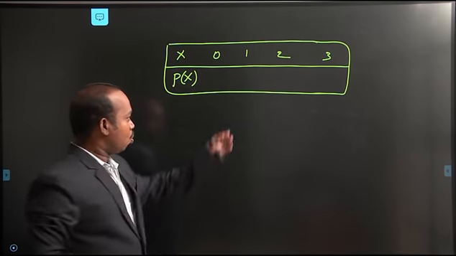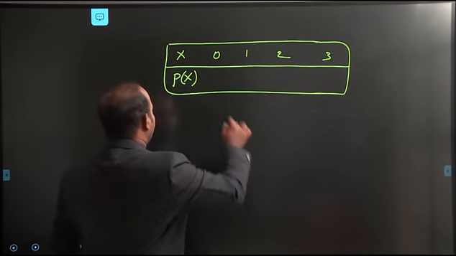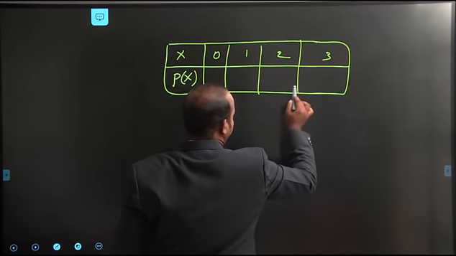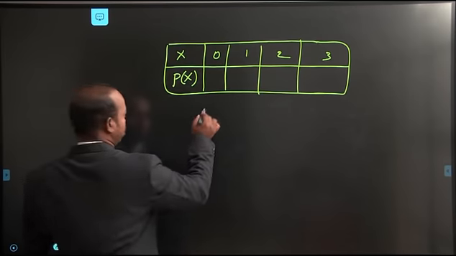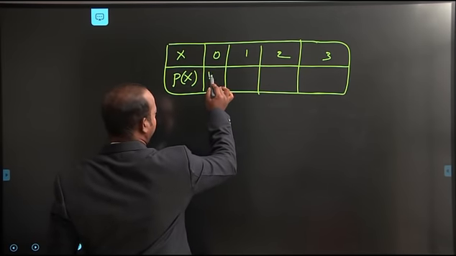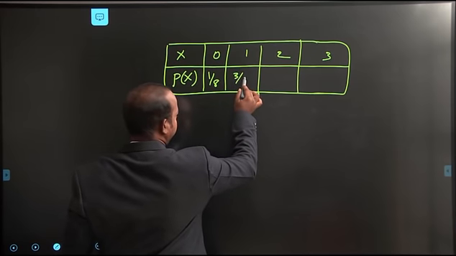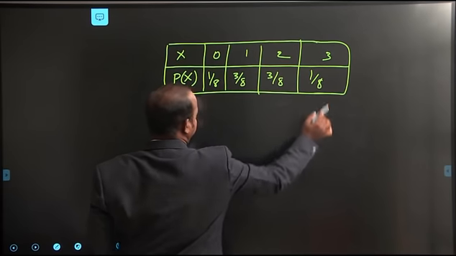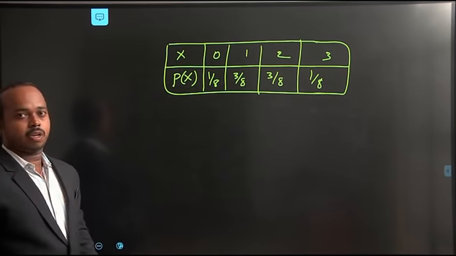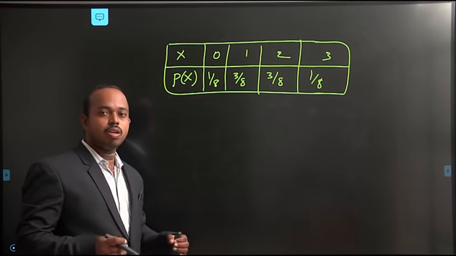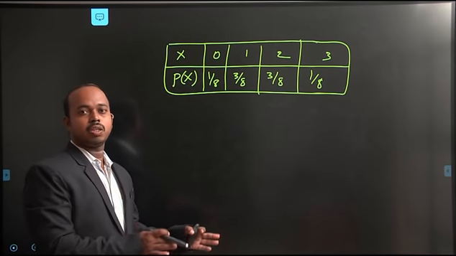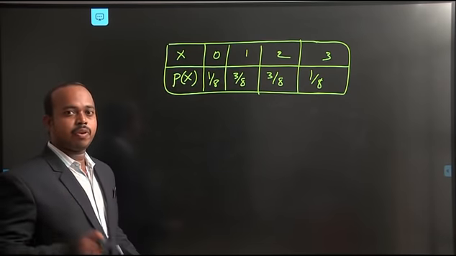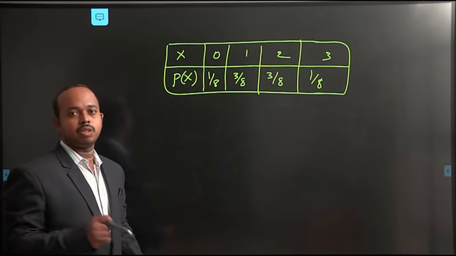For 0 heads, 1 head, 2 heads and 3 heads, we are obtaining the corresponding probability function values. At 0, the value is 1 by 8. At 1 it is 3 by 8. At 2 the value is 3 by 8. At 3 it is 1 by 8. These are the corresponding probabilities. Now you can find its distribution function at 0, at 1, at 2, at 3. At each and every value you need to find the distribution function.